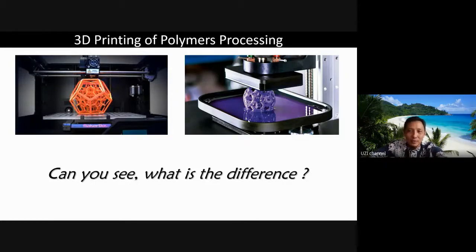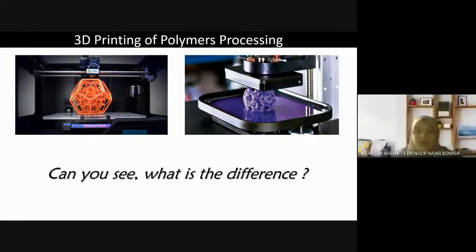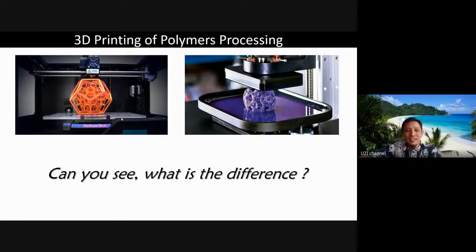Maybe some student can comment. Please comment. What is the difference between the left and right, students? Yeah, from the raw material, on the right side we can see some liquid here, but the left side has no liquid. Maybe any student can answer?